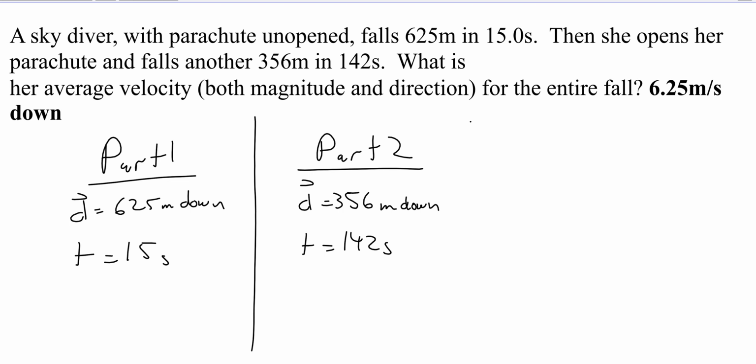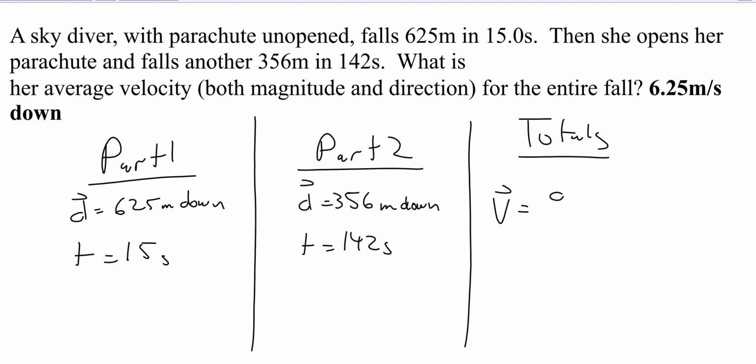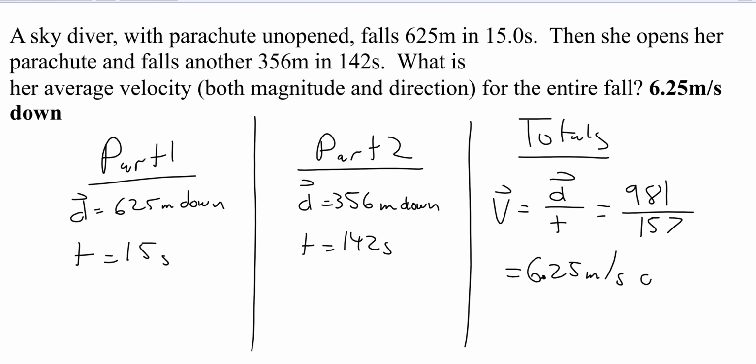We want to find the average velocity. We need total displacement and total time. Since we only have the displacements and times, we don't have to do anything other than add them up. 625 plus 356 is 981, right? Then we divide that by 157 seconds. When we do that, we should get 6.25 meters per second down.